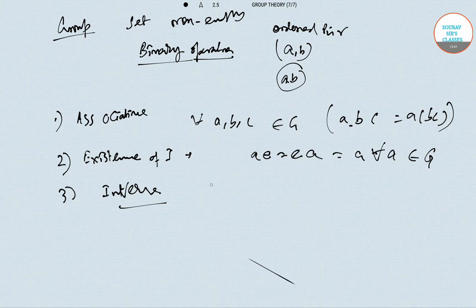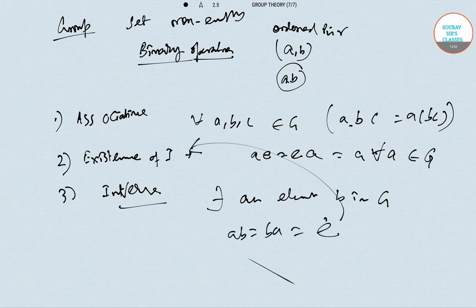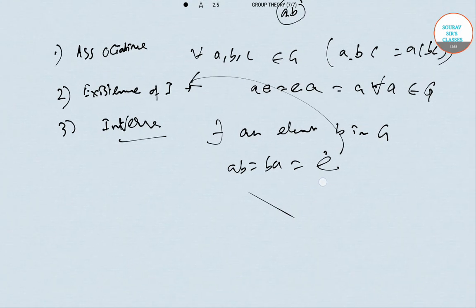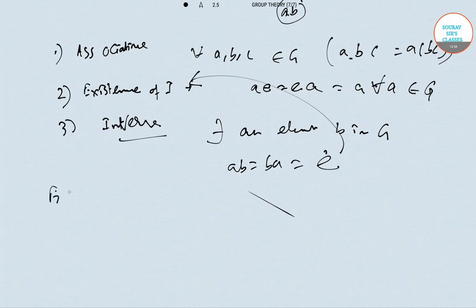So there must be an element a in G for all values of this, and element b in G is called the inverse, in such a way that ab equal to ba gives you the identity element. That's it. So a group is said to be a finite group if the number of elements in G is finite. The number of elements in G is called the order. So the number of elements in a group is called the order.